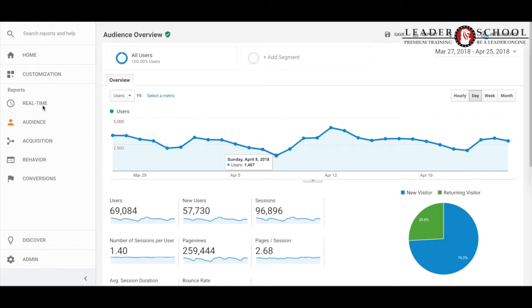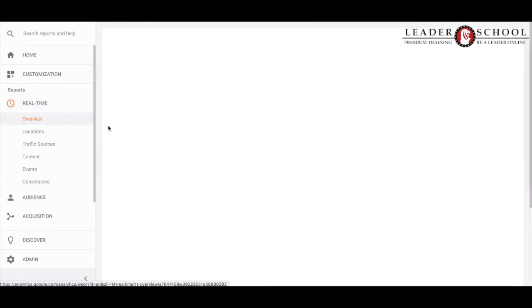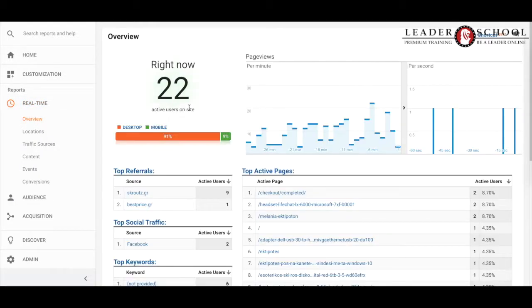And then we have four different pillars, four plus one pillars on Google Analytics. It's real-time, audience, acquisition, behavior, and conversions. Let's first take a look at all these five. First of all, real-time: you can see in real-time how many visitors you have on your website. This is great to know how many people are on your site.